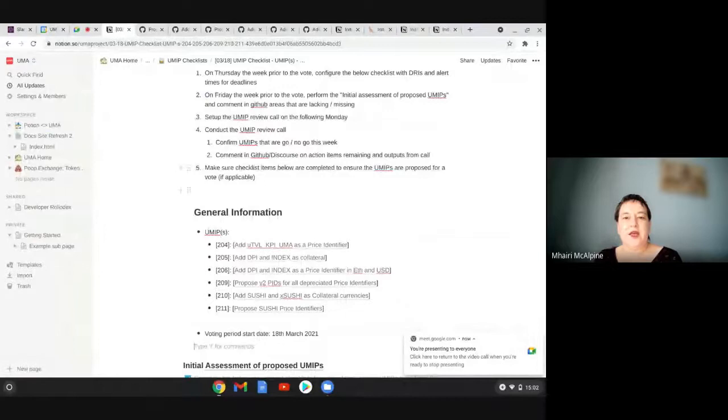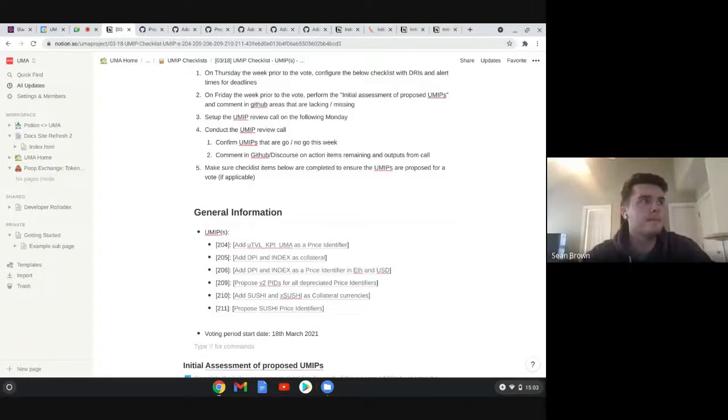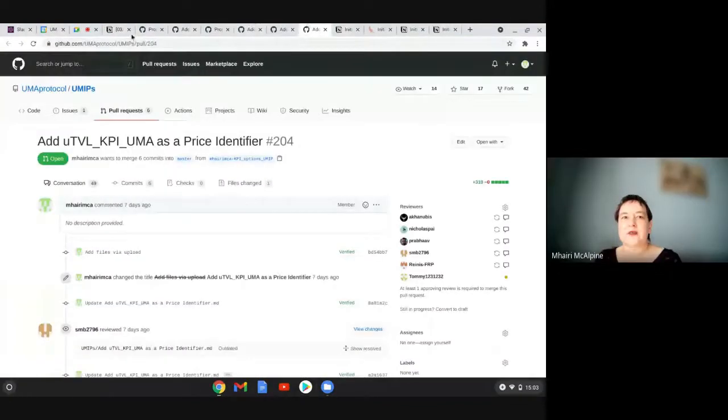So we have 6 UMIPs. I'm going to propose taking them in reverse order, starting with the SUSHI price identifiers and working up to the KPI options identifier, because that one's the most complex and it's got the most outstanding issues on it. Does that seem like a sensible approach? Works for me. Good, good. Okay.